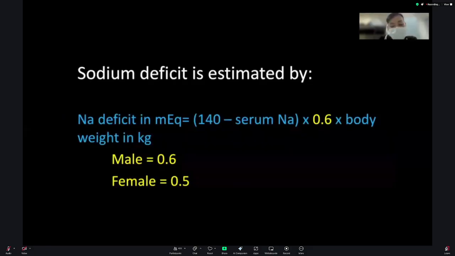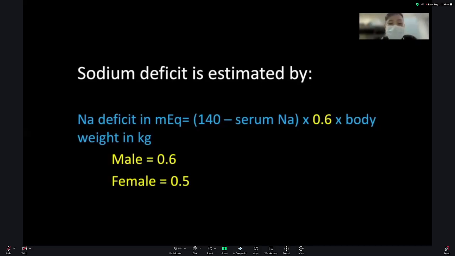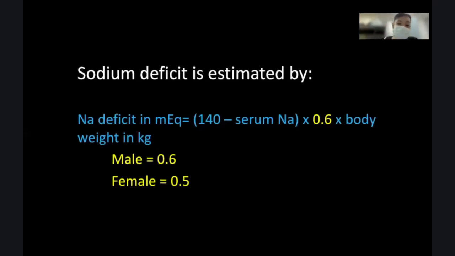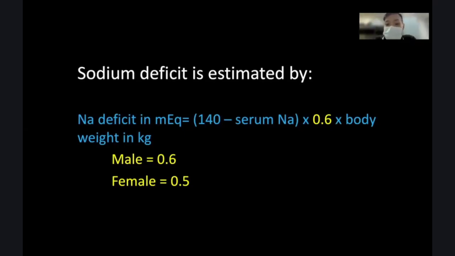So, if you have hyponatremia, how do you manage it? First, you have to assess sodium deficit. And this is just one of the available formulas in computing sodium deficit: 140 minus serum sodium, multiplied by 0.6. 0.6 is what? 60%. That's the total body water times body weight in kilograms. So for females, you use 0.5 since the total body water is around 50 to 55%.